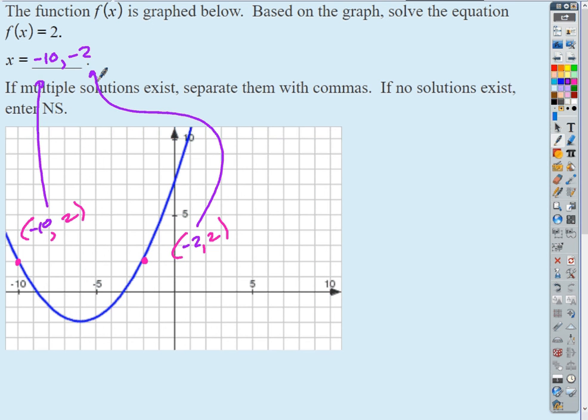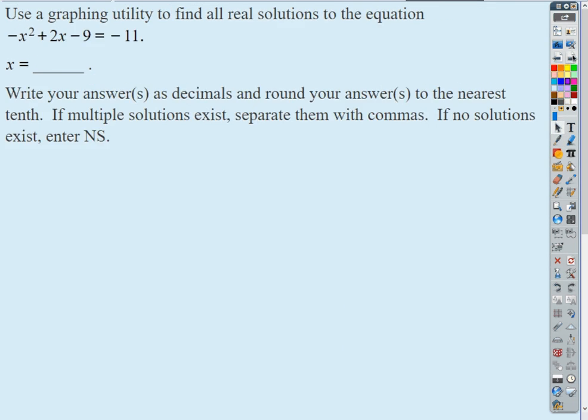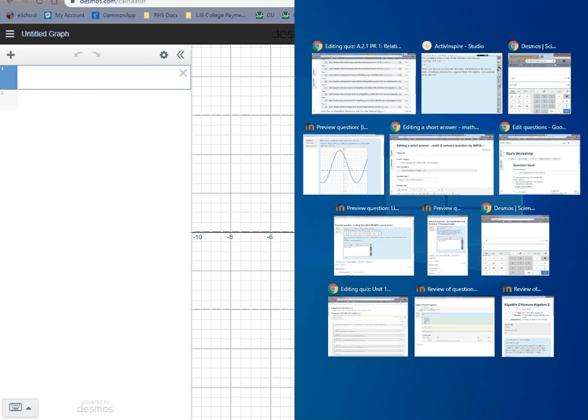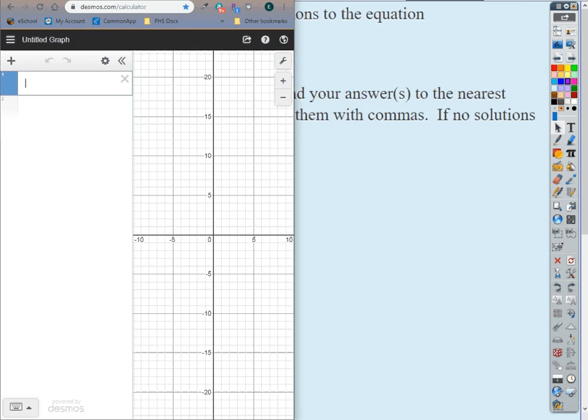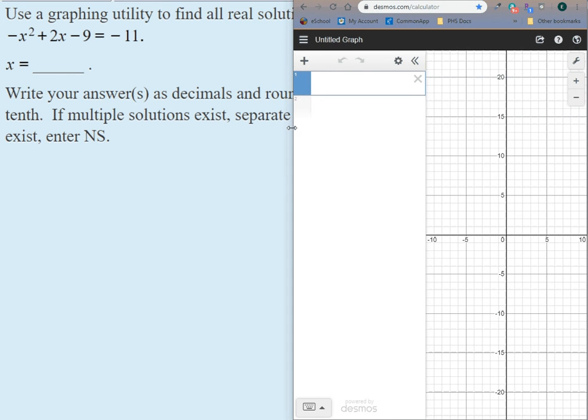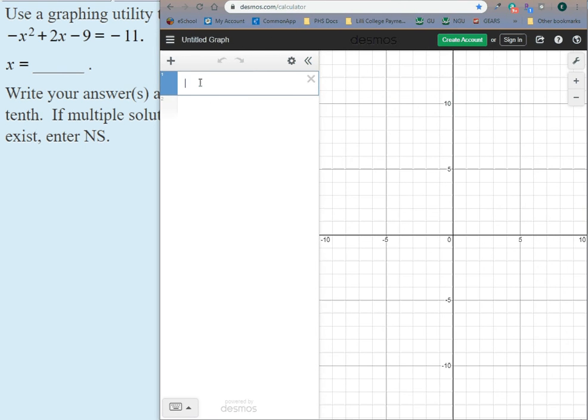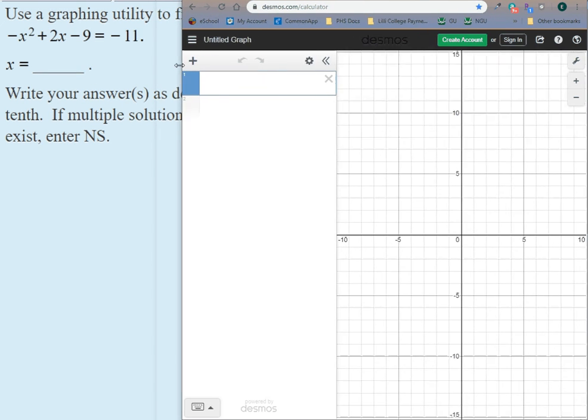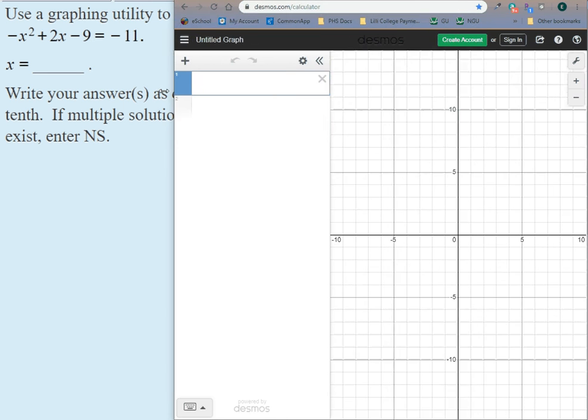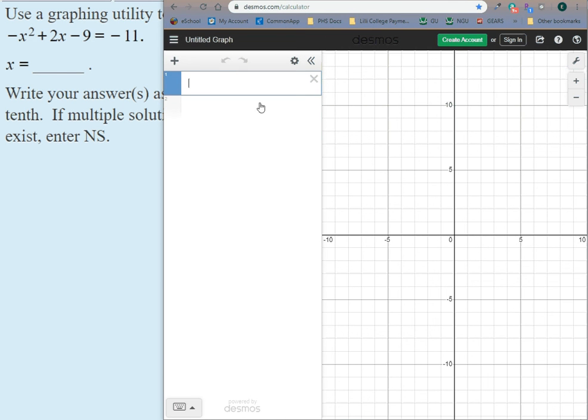Everybody see that? If I want to do that using Desmos, this is the very same question, only now they don't give me the graph. I just have to create the graph, but otherwise it's exactly the same. So all I have to do here is use my Desmos graphing utility, which is embedded in the assignment, and set this function right here. So that's my f of x.